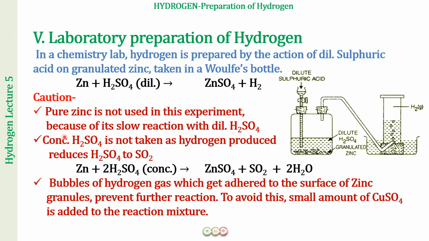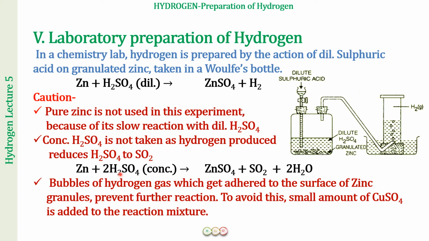Why we do not take concentrated H2SO4 is because the hydrogen which is going to be produced reduces H2SO4 to sulfur dioxide. Okay, now here you can remember one more thing. If you have studied the last lecture, while I was talking about the different forms of hydrogen, what we discussed was that whenever there is a chemical reaction occurring, the hydrogen which is liberated from its salt is called nascent hydrogen the moment it is being liberated, right? So in this reaction, zinc plus H2SO4, when this H2SO4 will break, what will be formed? It will be nascent hydrogen.